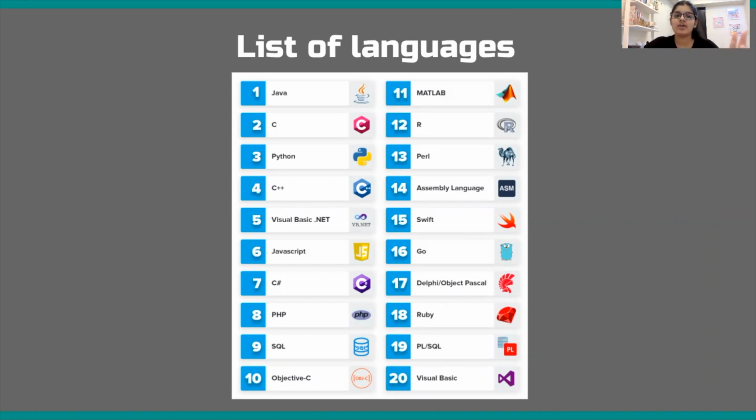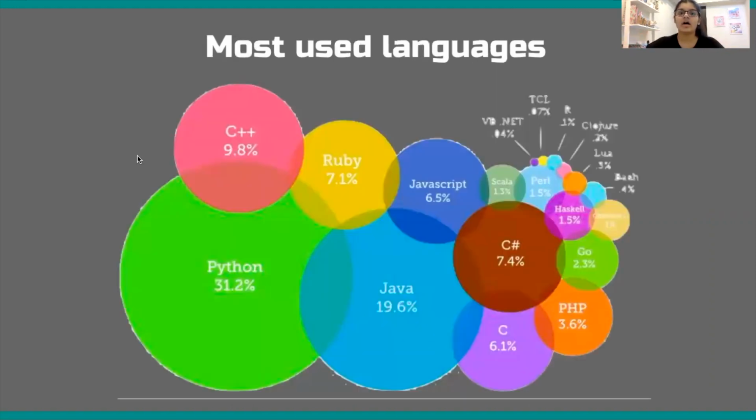Here, this is basically a list of the top 20 of the many languages that are available. The list is not the top 20 in order, but it's just the top 20 in general. Now coming to the most used language across the world, I think the most used language across the world would be Python, evidently 31.2%.